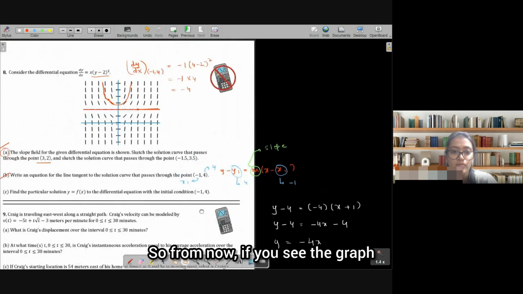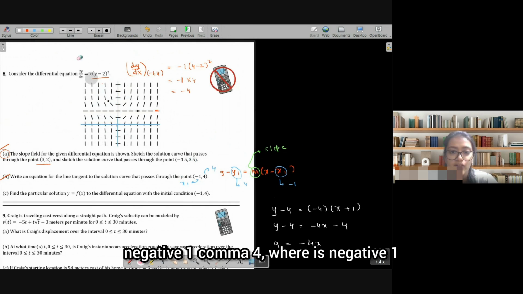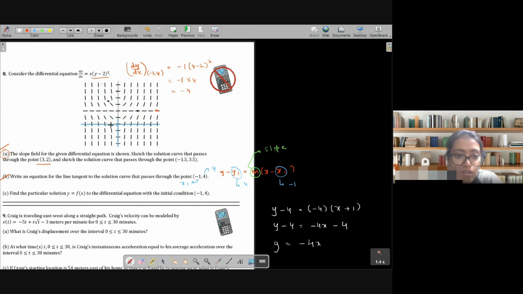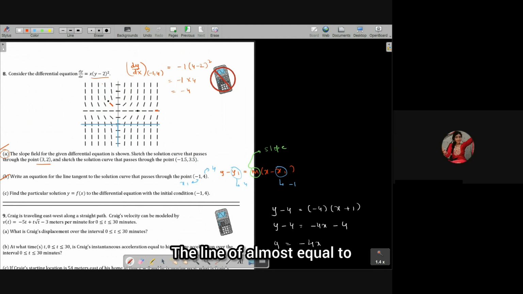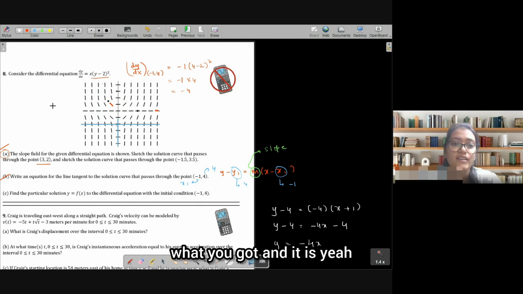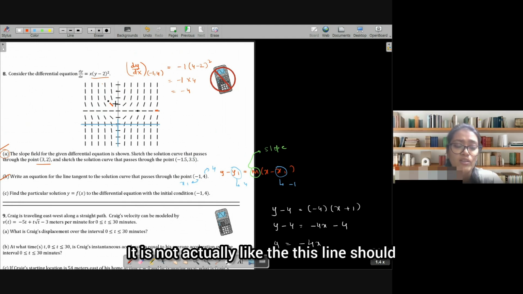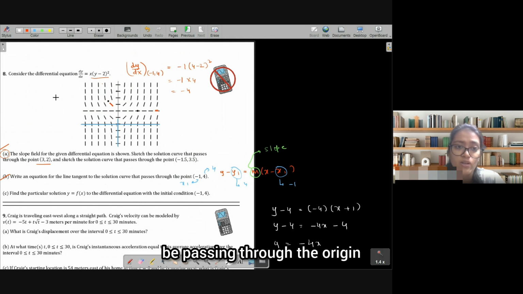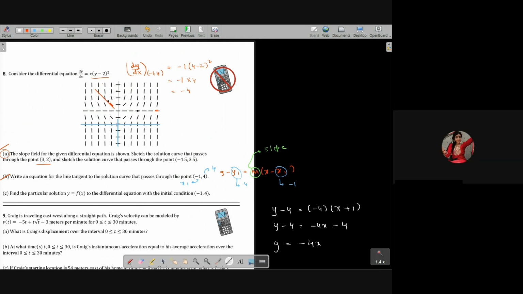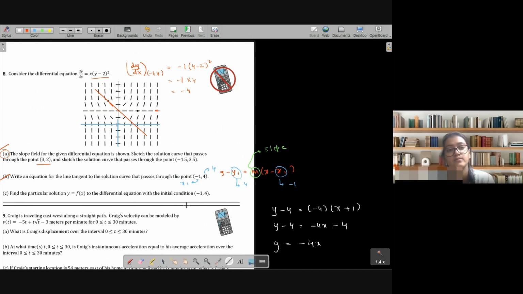So from now, if you see the graph, where is -1 comma 4? So this is the slope. So this line should be the line of y equals almost what you got. It is not actually like this, this line should be passing through the origin. This is not passing through the origin, right? I think the slope is right though.